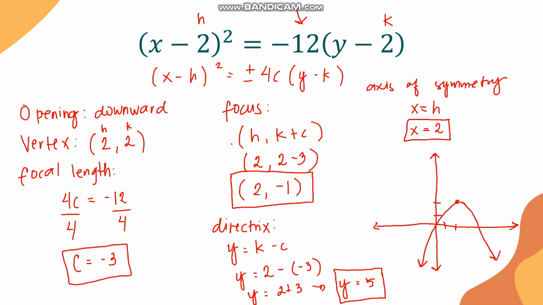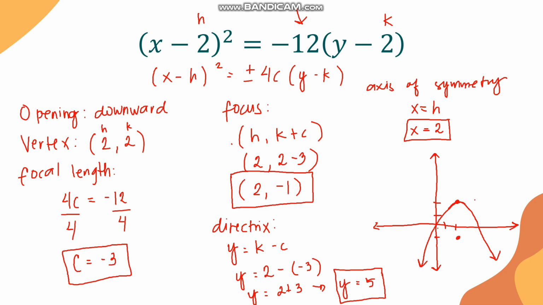Parabola that opens downward. Then next, let's plot the focus. So it is at (2, -1). So we have (2, -1) here. So this is our focus.